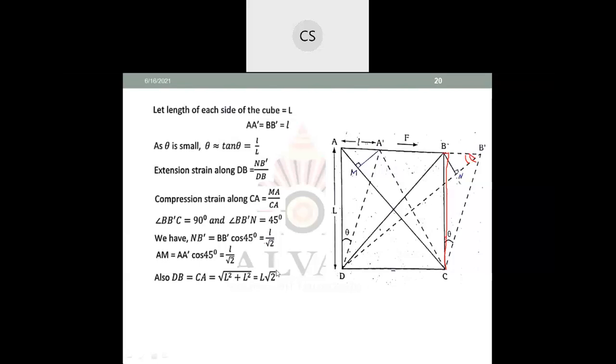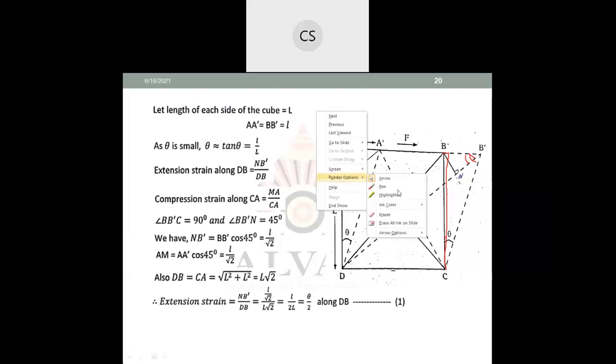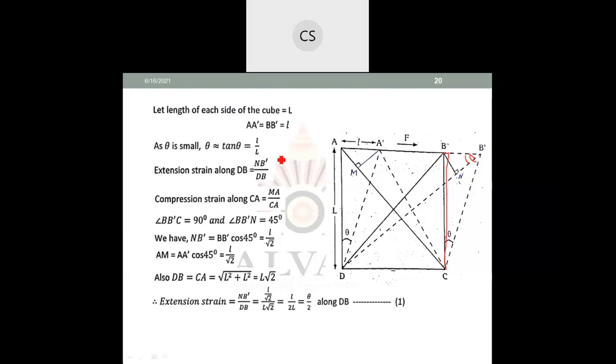Is it okay? Okay. So next. Therefore, extension strain, somewhere we wrote here. You can see here. Extension strain, we have defined extension strain and compression strain. Initially we have defined both. Now let us see extension strain. Extension strain is equal to NB dash by dB.